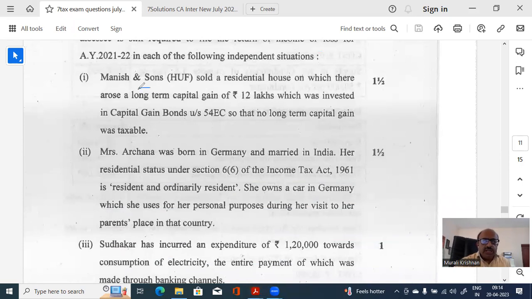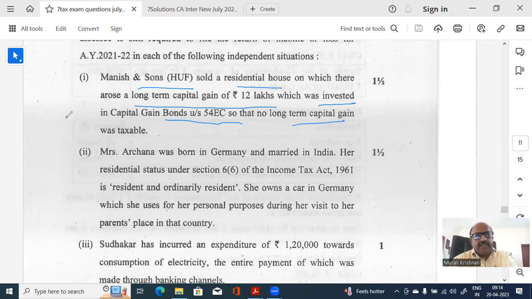What is it? Manish HUF sold a residential house property on which long-term capital gain of 12 lakhs was invested in bonds under 54EC. No long-term capital gain, so capital gain is there, but he has invested, so there is no income. Should he file the return? Yes, he has to file it. The gross total income before deduction is more than the taxable limit, so he has to file. Under capital gain it's nil, and totally it's nil, yet still he has to file the return.